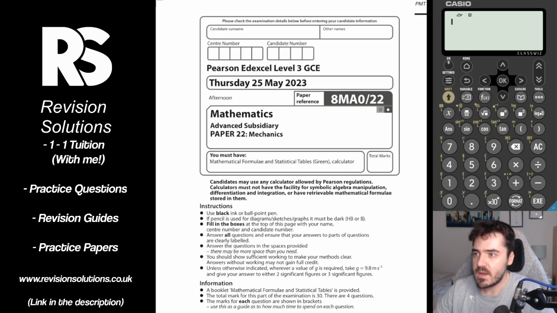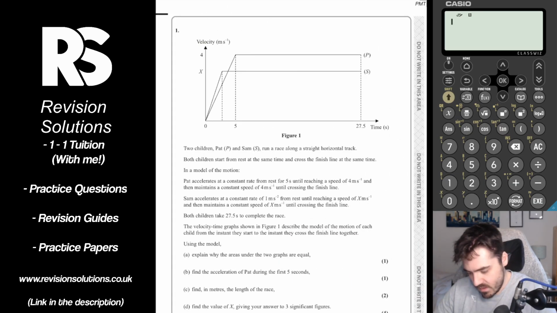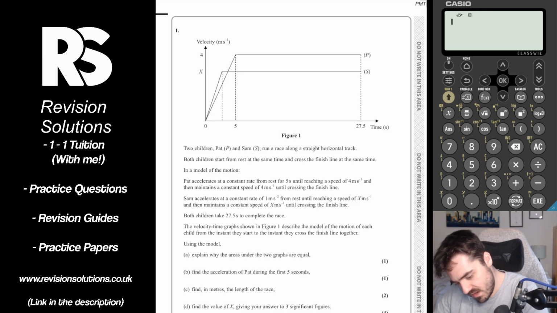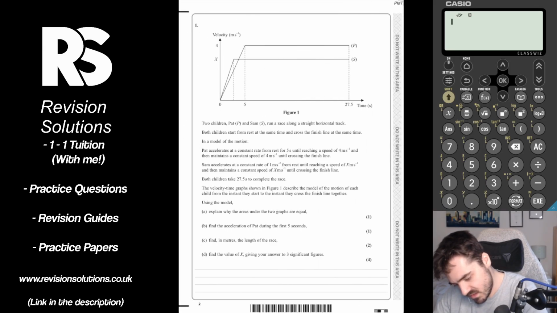Okay, so here we are at the front of the mechanics section now. Question 1 is a VT graph. It's about 2 children, Pat and Sam, running a race. It says Pat accelerates at a constant rate until reaching 4 meters per second and then maintains 4 meters per second until crossing the finish line. That's all on the diagram. It says Sam accelerates at a constant rate of 1 meter per second squared. So let's make a note of that. So for Sam, his acceleration is 1 meter per second squared.